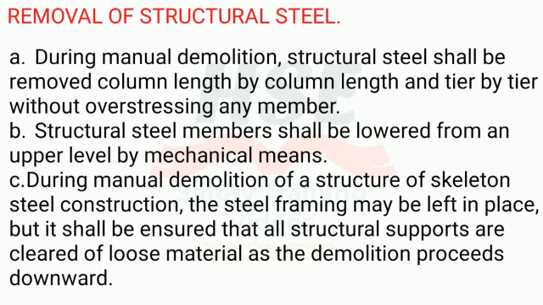Removal of structural steel. A. During manual demolition, structural steel shall be removed column length by column length and tier by tier without overstressing any member. B. Structural steel members shall be lowered from an upper level by mechanical means. C. During manual demolition of a structure of skeleton steel construction, the steel framing may be left in place, but it shall be ensured that all structural supports are cleared of loose material as the demolition proceeds downward.